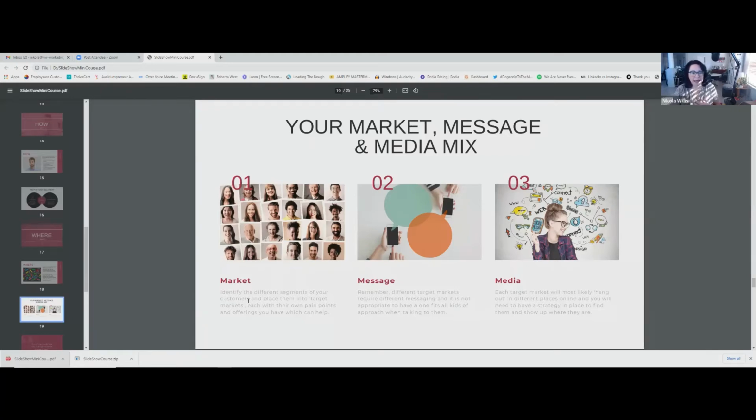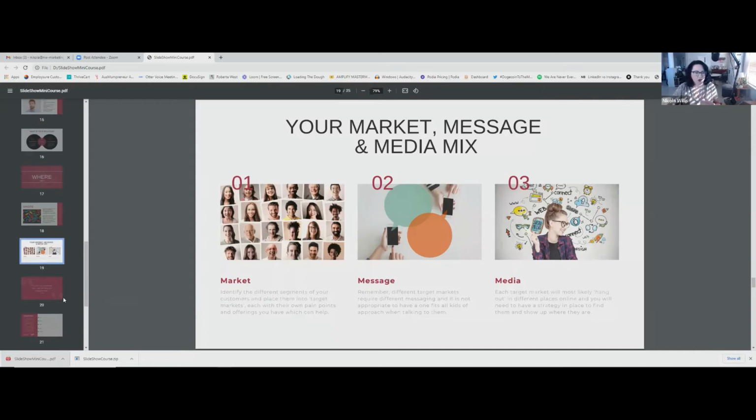And finally, your media. So each target market will most likely hang out in different places online. So where are they? Have you done the work? Are they on Facebook groups? Are they on Facebook? Are they on Instagram? Are they on Instagram stories, Instagram Reels, LinkedIn? Are they on Twitter even? Are they on blogs? Do they love your website? Do they love a good blog? Do they Google? Are they Google searching you? Are you that type of service business where they'll be Google searching you?